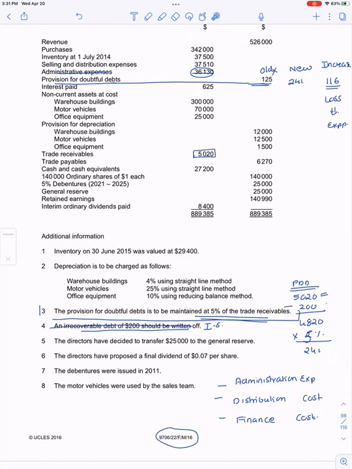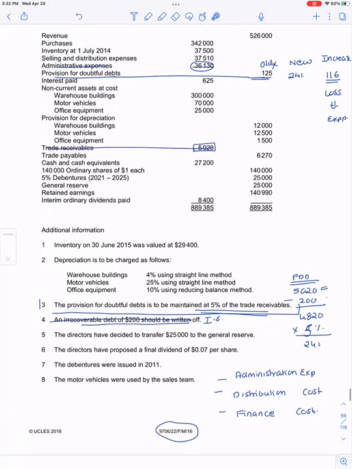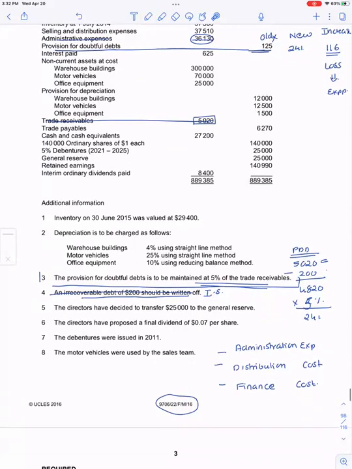Then these are non-current assets at cost. This is provision for depreciation. Trade receivables we already did. There is trade payables, cash and cash equivalent, shares, debentures, general reserve, retained earnings, interim dividend. With me?